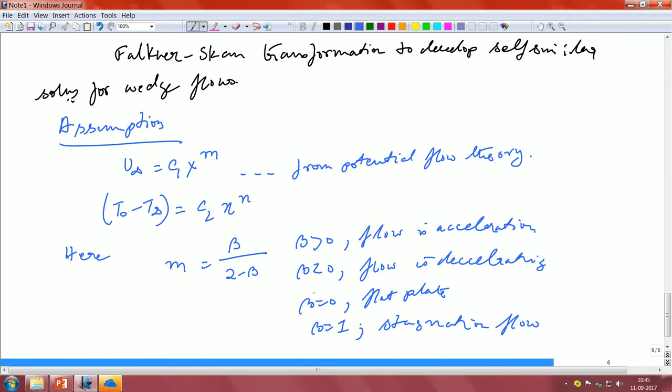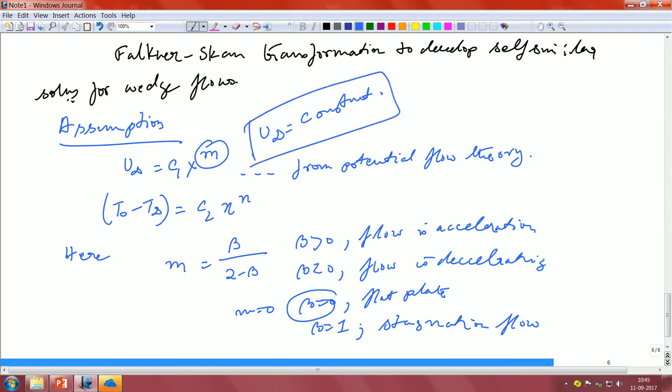One thing you can notice is that when beta is equal to 0, m is also equal to 0. So, flat plate basically corresponds to m equal to 0. Does that obey this? Because as you put m equal to 0 in this expression, your u infinity becomes a constant, which is the correct thing. For a flat plate with no inclination, your free stream velocity is not a function of x. That is easily seen from the condition over there.